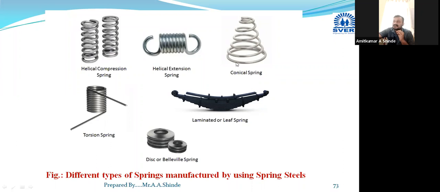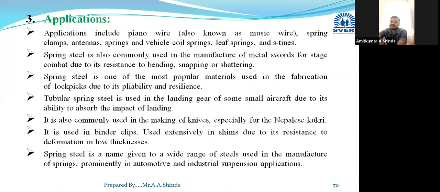Then this is the conical spring. This is a helical compression spring, also used in the vehicle. Then this laminated or leaf spring is there. In railways, these leaf springs are used. And this is the torsion spring, and this is the disc spring. So these are different kinds of springs used in different industries. So these are different applications of springs, and all these are manufactured with the help of spring steels. These are different applications of spring steels.